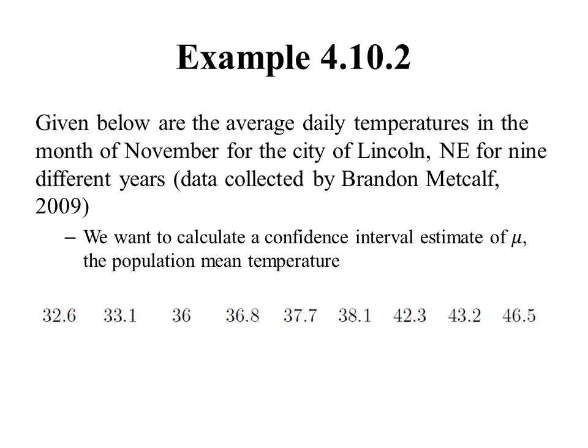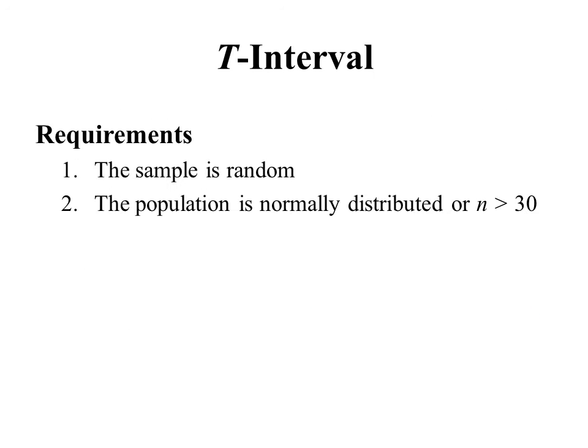And so we might want to use this data to calculate a confidence interval estimate of mu, the population mean temperature. So out of all years, we would like to calculate a confidence interval estimate of the mean average high temperature in the month of November. So this looks like a fairly simple problem that we could solve using a t-interval. Remember, a t-interval was a confidence interval estimate of a population mean.